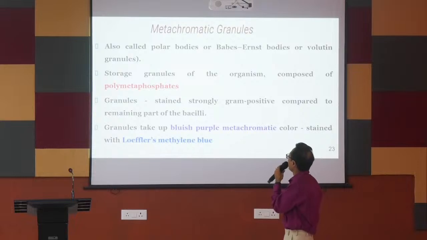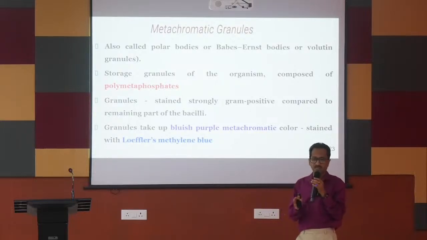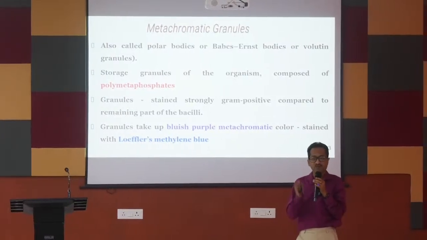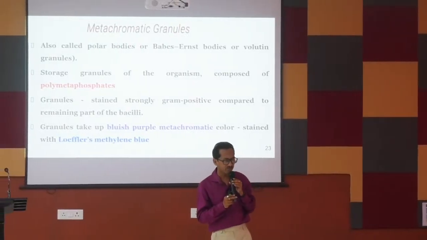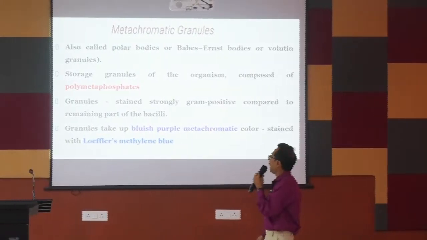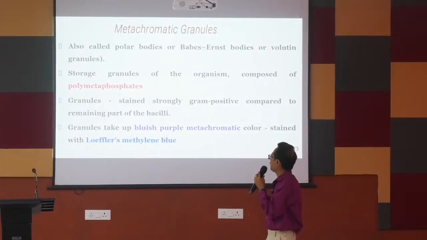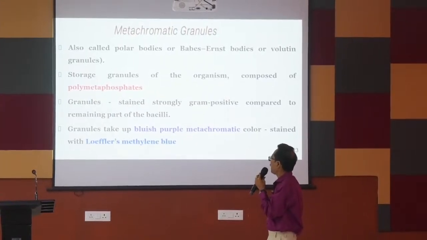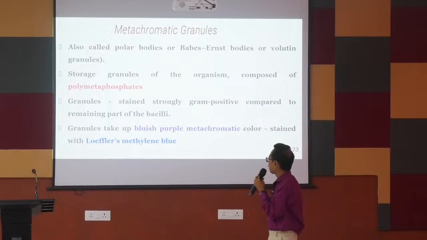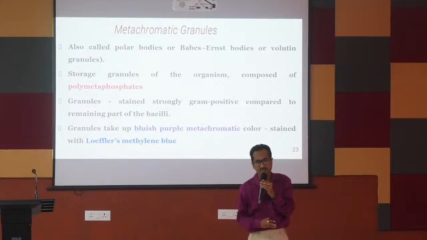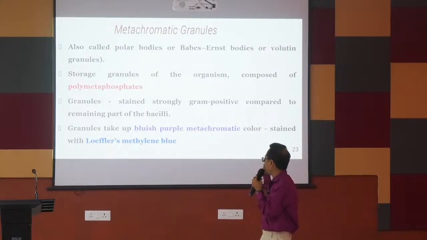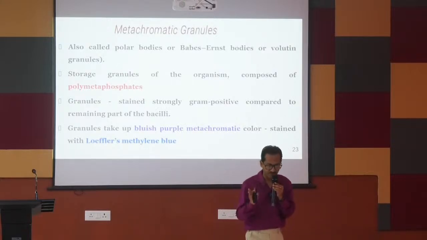Now, a short note can come on the metachromatic granule. Metachromatic granule is one of the most important identification points of Corynebacterium diphtheriae. When you do a specific stain for Corynebacterium, the granules consist of polymetaphosphates. So they are also called polar bodies, or Babes-Ernst granules. They are composed of polymetaphosphates. They stain strongly gram-positive compared to the remaining part of the bacilli. They are a bluish purple metachromatic color when stained with a specific stain.